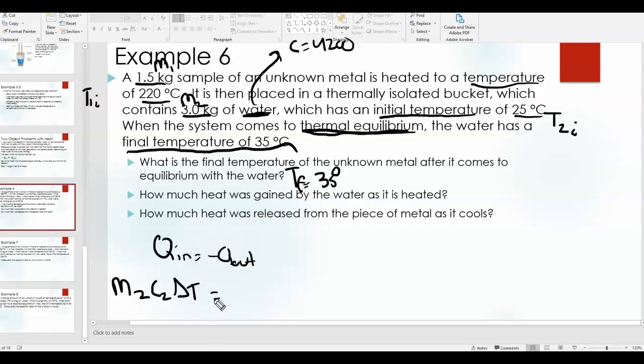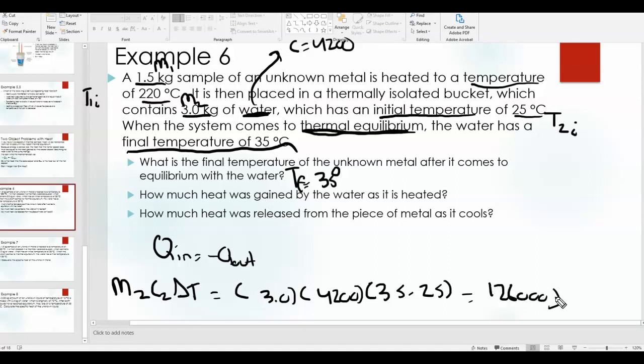That's Qin. Well, the mass of the water is 3, specific heat of water is 4,200, and then the delta T for the water is going to be the final minus the initial temperature of the water. And so that's going to be 3 times 4,200 times 10. That's 126,000 joules. How much heat was released from the piece of metal as it cools? So think about that and try to answer that.